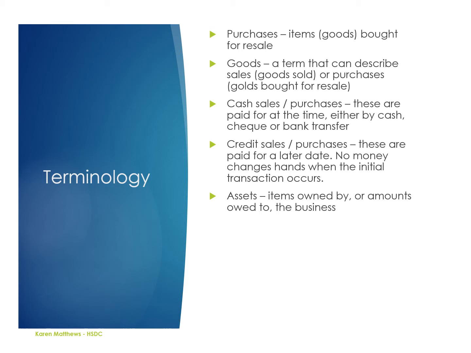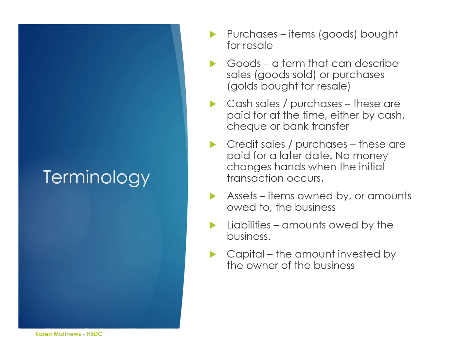Assets are things that are owned by the business or amounts that are owed to the business. So items owned by the business would include non-current assets, things like land and buildings, motor vehicles, inventory that hasn't been sold, or you've got amounts that are owed to the business. So that could be in terms of trade receivables or other amounts that are owed to the business. Liabilities are amounts owed by the business, so bank overdraft and loan are a couple of obvious examples there. Also trade payables, so amounts that are owed to suppliers, are liabilities.